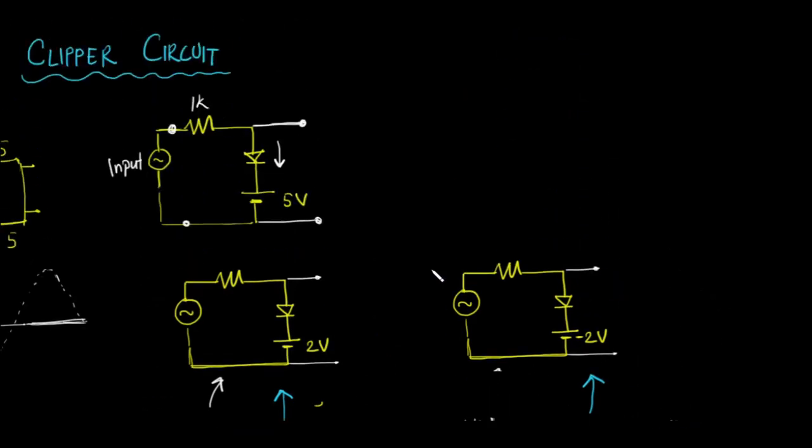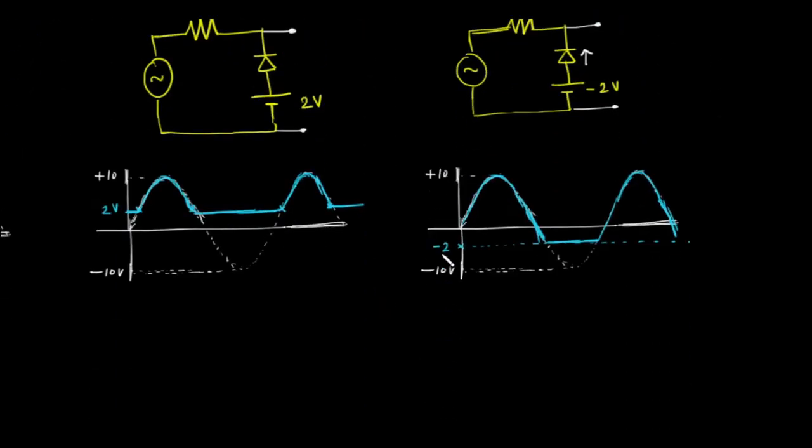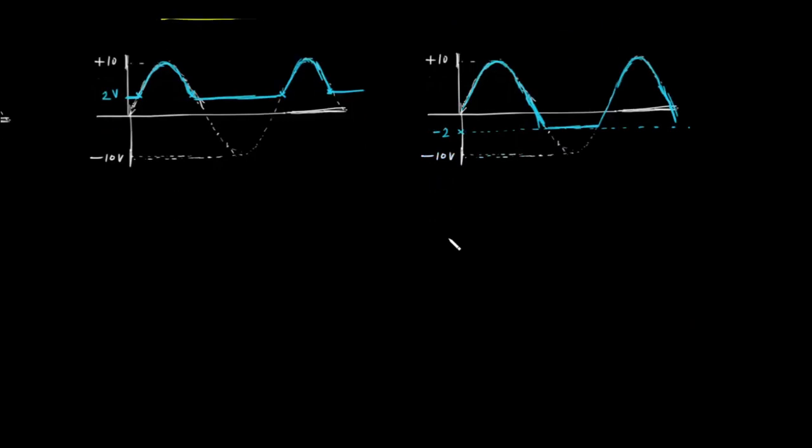So we can also cascade clipper circuits. You can also join one clipper circuit to another. Suppose I draw a clipper circuit like this. I have our signal as before. I draw a resistance, and I draw it like this.